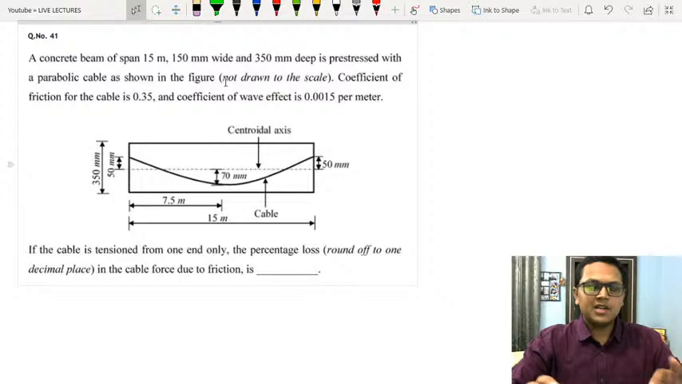Take 1 minute and read the question twice and try to understand what the question is saying and what has been asked in the question.